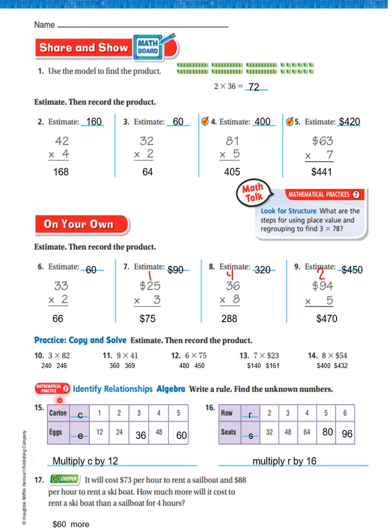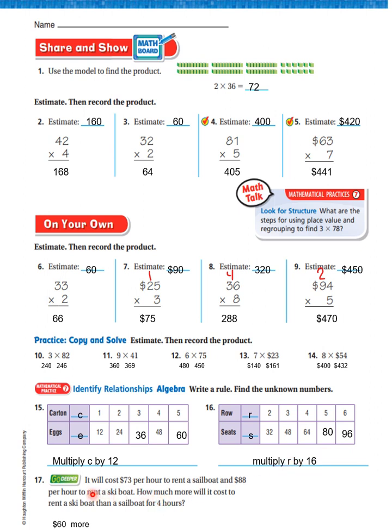Let's look at the identify relationship with algebras. C: 1, 2, 3, 4, 5. E: 12, 24, 36, 48, 60. The rule is multiply C by 12. R: 2, 3, 4, 5, 6. S: 32, 48, 60, 80, 96. The rule is multiply R by 16.